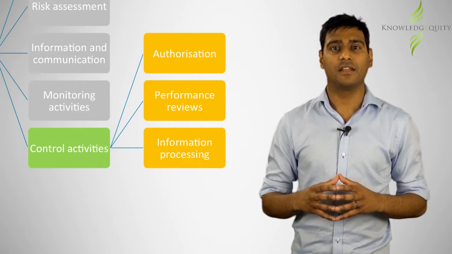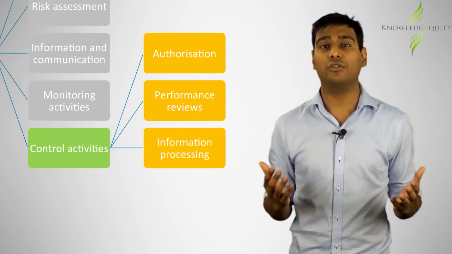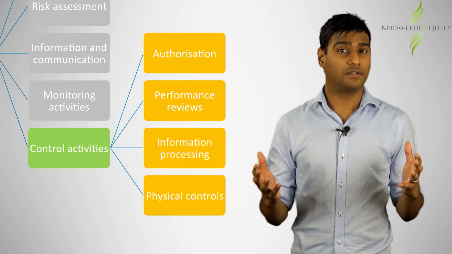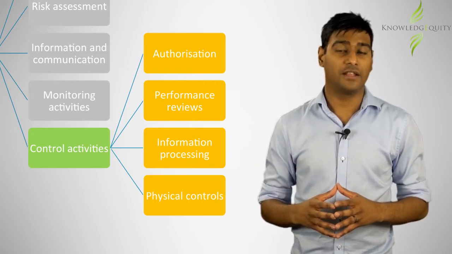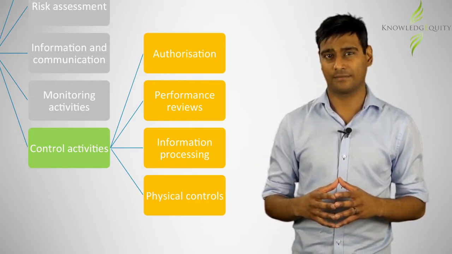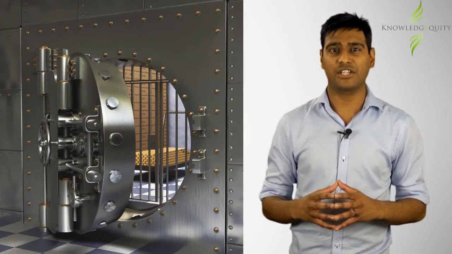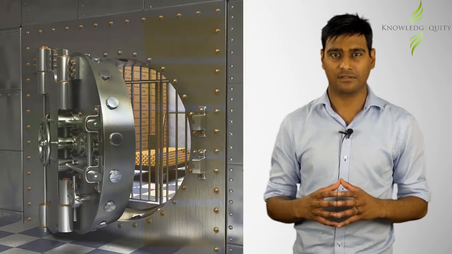Information processing relates to controls that would ensure validity, accuracy, and completeness of data. Physical controls are tangible controls that restrict access in order to protect and safeguard assets. For example, there would be iron doors and bars to restrict access to a vault in a bank where cash and other valuable items are kept.